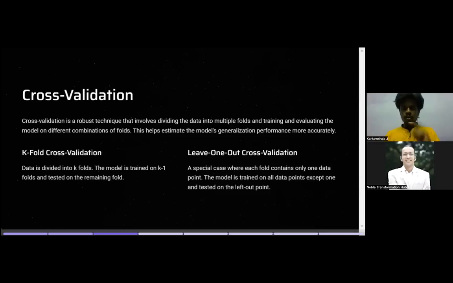Now let us come to the leave one out cross validation method. It's a special case where each fold contains only one data point. The model is trained on all data points except one and tested on the one left out. This is the leave one out cross validation case. So k-fold can be anything, but leave one out is only one data point.